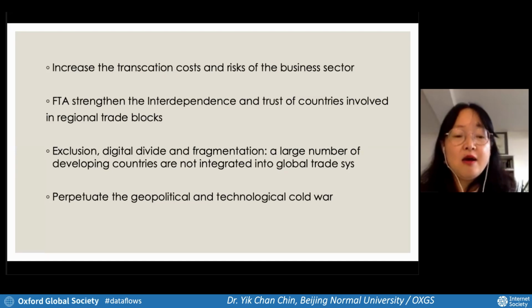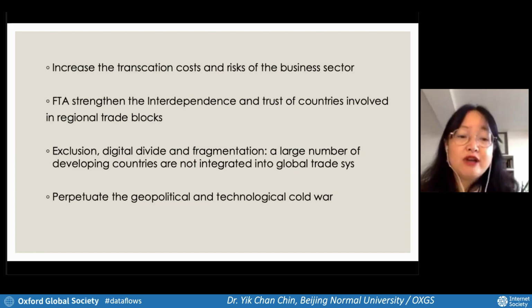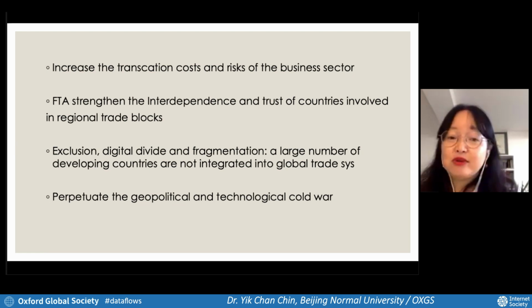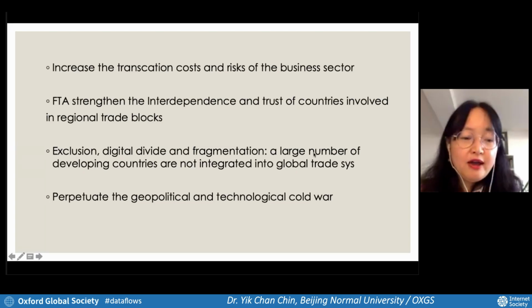And lastly, it perpetuates the geopolitical and technological Cold War, because a lot of the problems we are facing are the result of geopolitical and technological decoupling, or Cold War. And if we cannot resolve the global governance of data flow, it could perpetuate this kind of Cold War, or division, or decoupling. Yeah, I think that's all for my presentation.